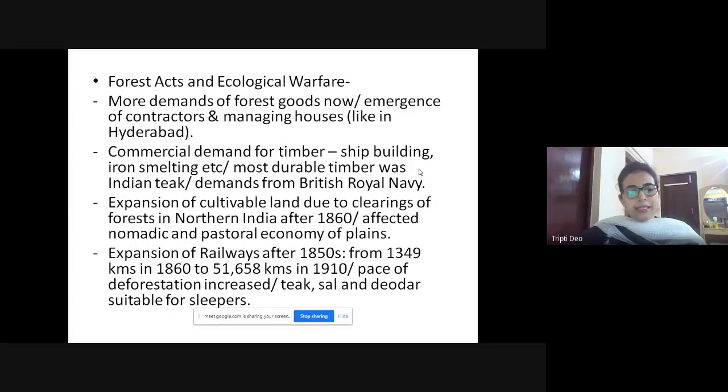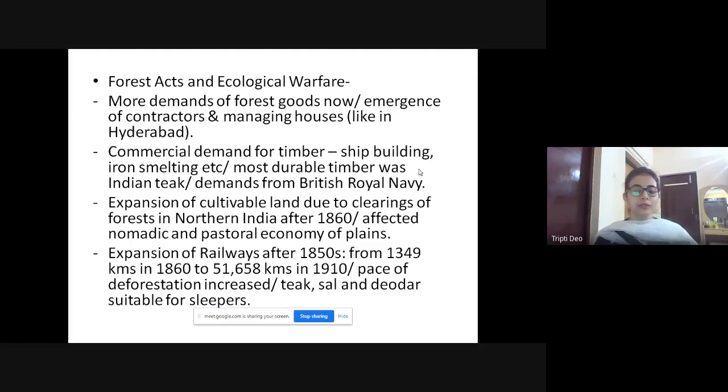Another very important aspect of colonial forest policy is the forest acts and ecological warfare. Look at the terms, ecological imperialism, ecological warfare. Why have historians and environmentalists used these particular terms? Because it was indeed very aggressive and exploitative in nature. Ecological warfare, because there was literally a war over how much the state should have, how maximum the state should have. So let's look at the first bullet point.